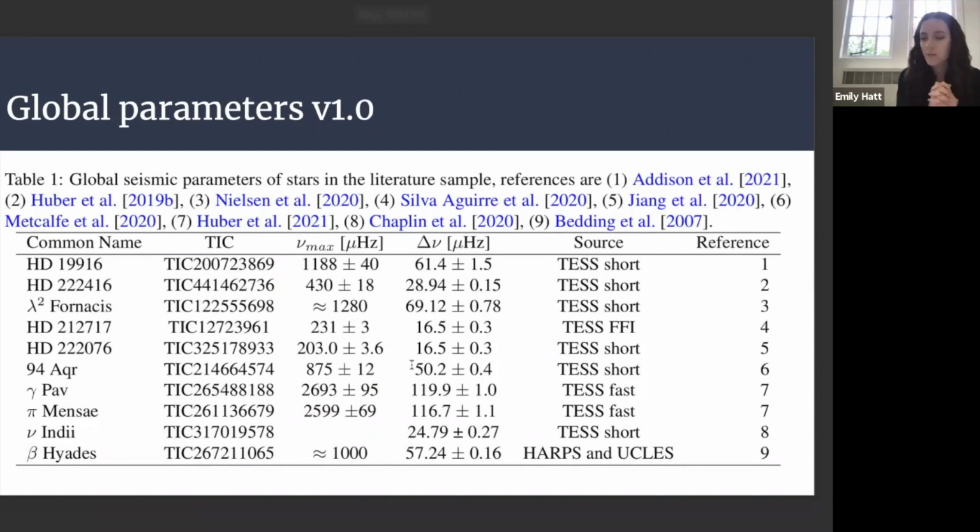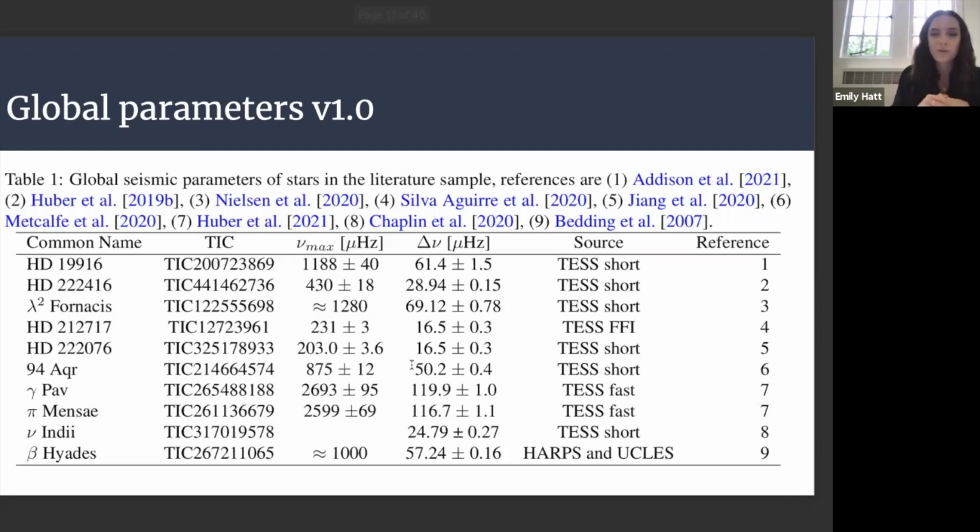So of course, it was pretty difficult to come up with a list of stars with reported values of nu max and delta nu from the literature that exist within that set, because in the majority of cases, these are new detections. But we have a list of about 10 stars here, I believe. If anyone has any more examples, I'd be happy to see them. And these stars are observed across different short, long, and fast cadences. And then there's another star, Beta Hyades, in there, which was included where oscillations so far have just been detected in Doppler velocity. That was just sort of an interesting star to look at.